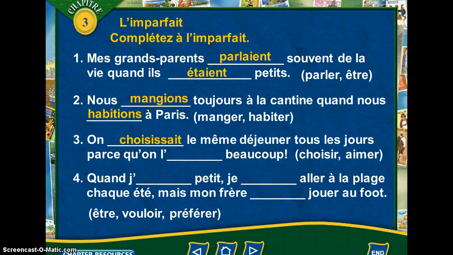On choisissait le même déjeuner tous les jours parce qu'on l'aimait beaucoup. Remember this? We liked it a lot. Quand j'étais petit, je voulais aller à la plage chaque été, which means every summer, mais mon frère préférait jouer au foot. Merci tout le monde.